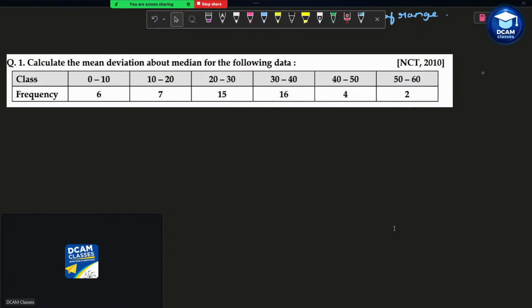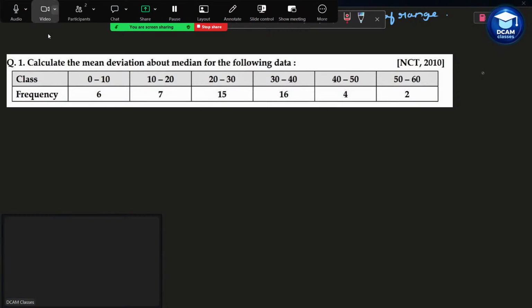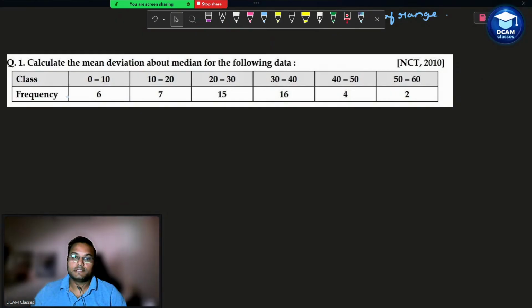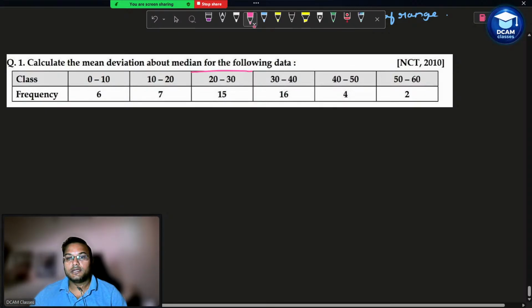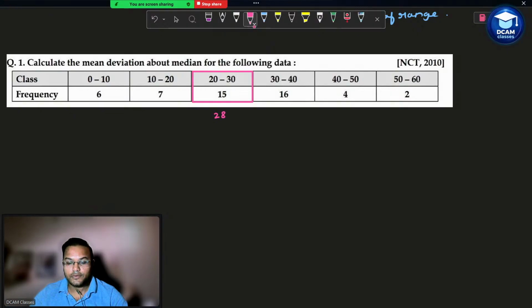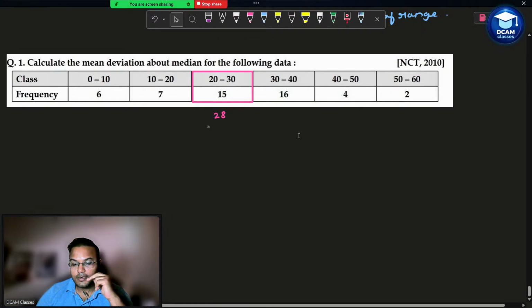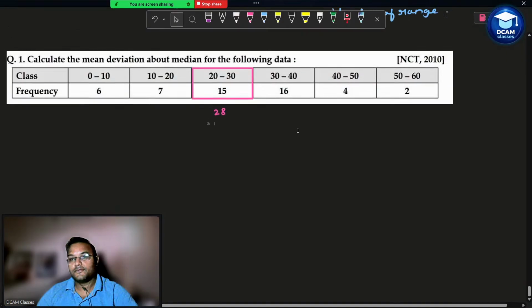So is the answer 10.16? Correct. Very good. Answer is 10.16. The median class that you will be getting is this one, 20 to 30, because for this the cumulative frequency will be, I think, 28. The cumulative frequencies are 6, 13, 28, 44, 48, like that.